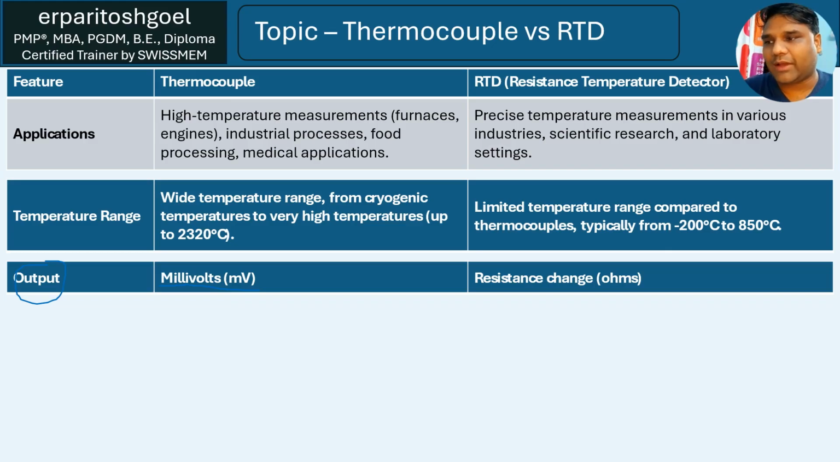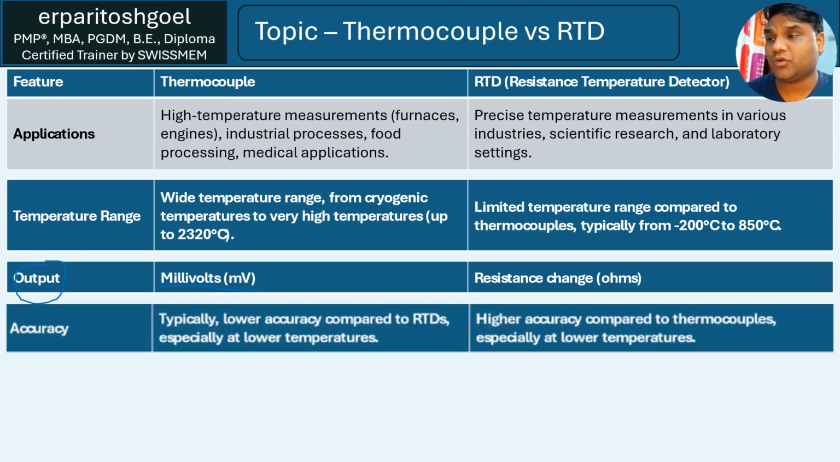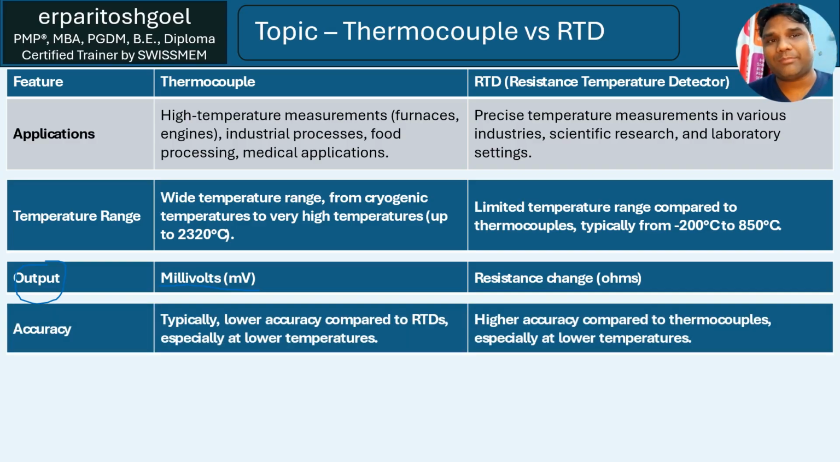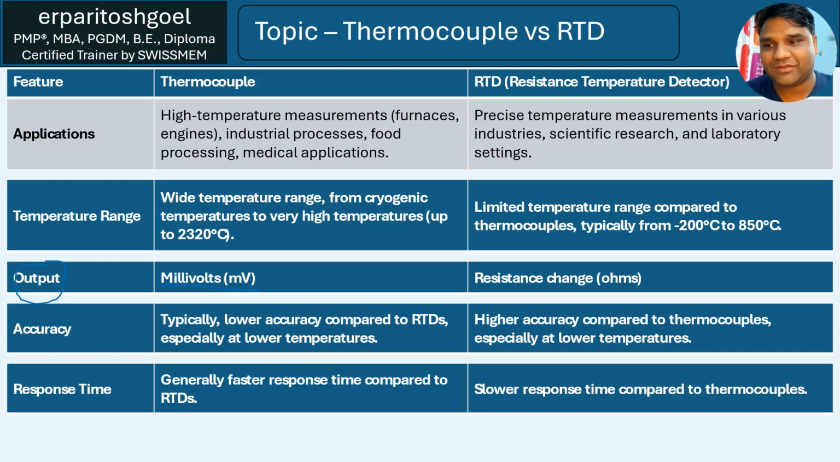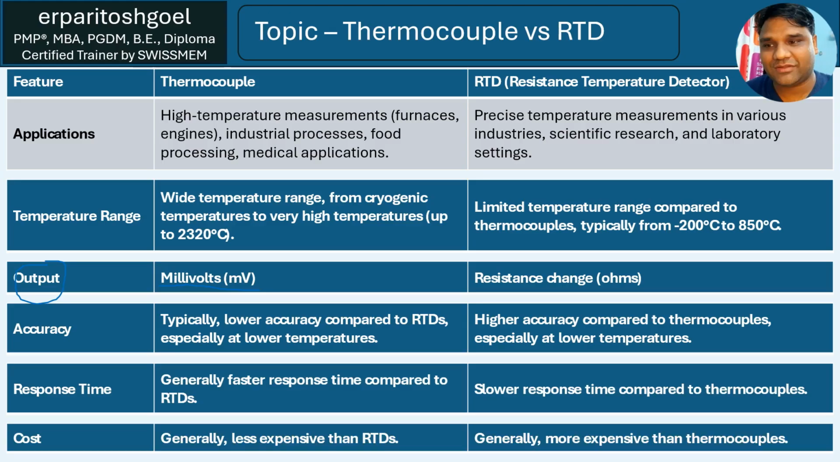Then accuracy: I would say thermocouples are less accurate as compared to RTDs. When we compare this, RTDs are used for low temperature ranges, as you said earlier, right? But thermocouples are more accurate at higher temperatures, because you do not have any other option to measure temperature at higher temperatures. Thermocouples are generally less expensive than RTDs.